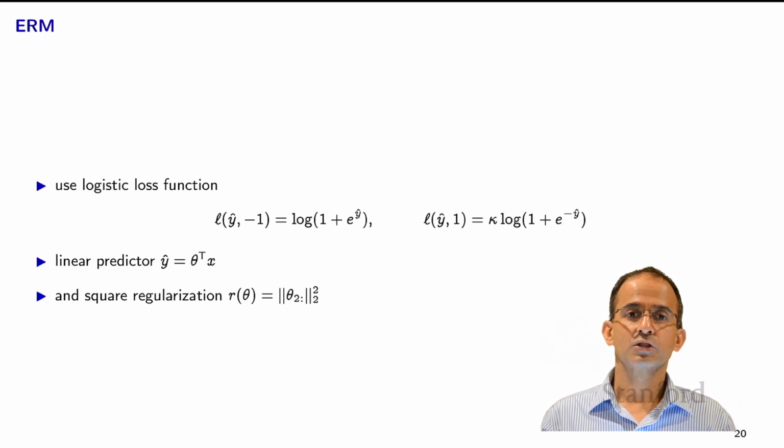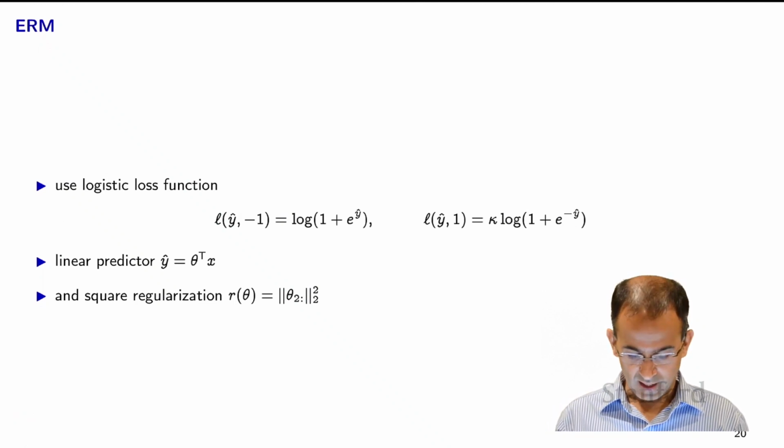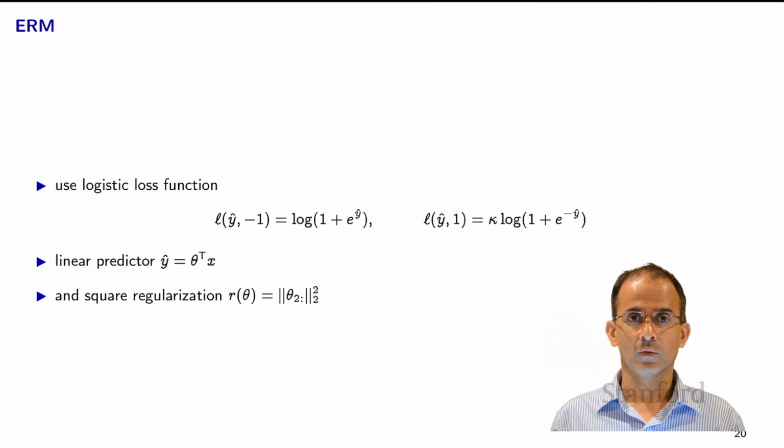Now here we're going to use the logistic loss, which we've seen before. When y is -1, the loss at y hat is log(1 + e^ŷ). And similarly, when y is 1, it's kappa times log(1 + e^(-ŷ)). And we use a linear predictor, and we use square regularization.